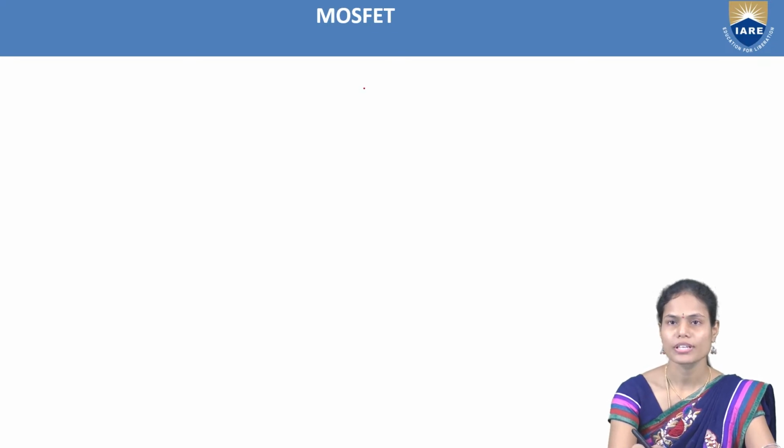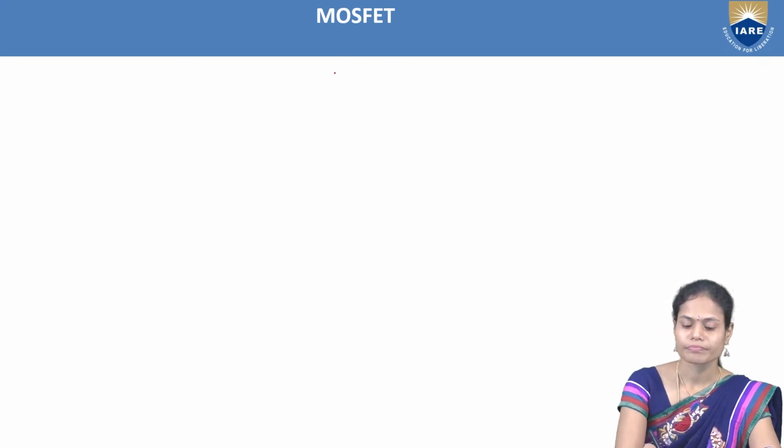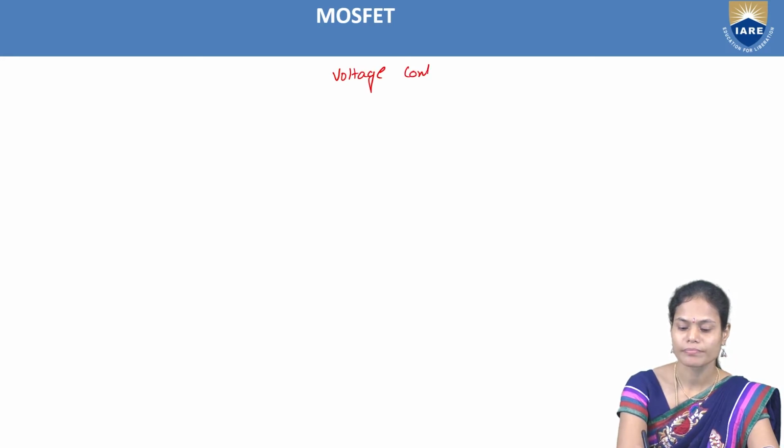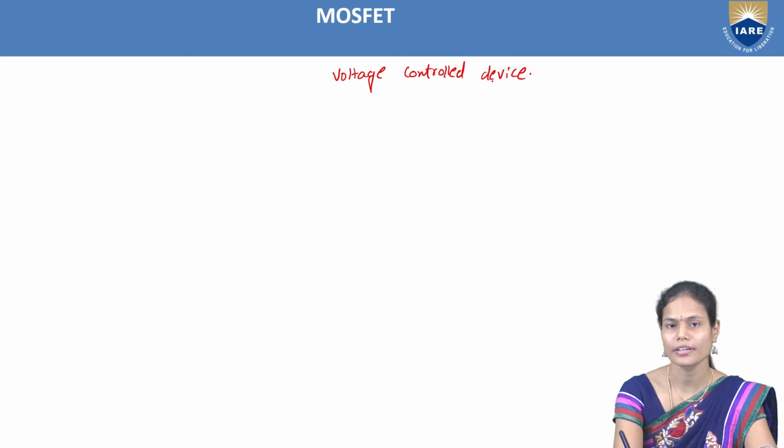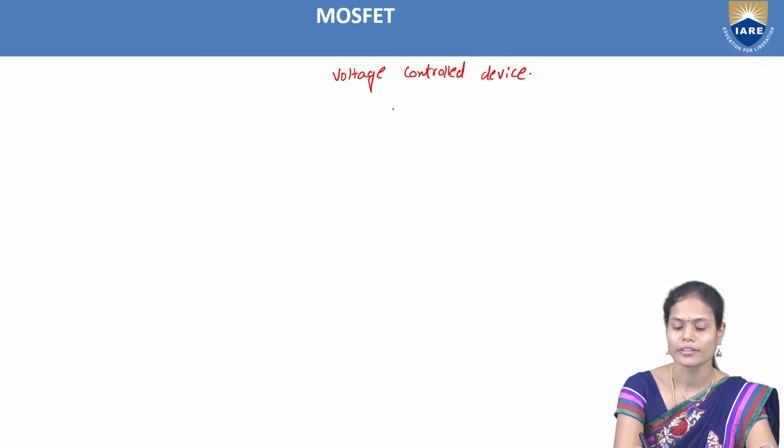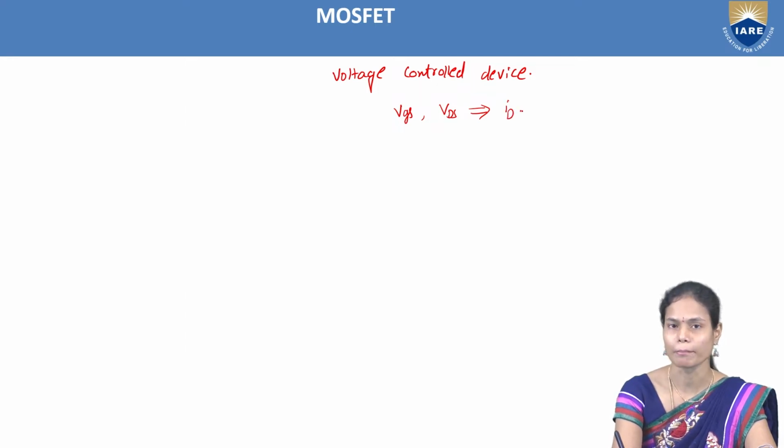Coming to the MOSFET, it is a voltage controlled device. Why? Because the current conduction in the case of MOSFET is due to the applied gate to source voltage as well as drain to source voltage. If we vary these two voltages, we will get the output or drain current in the case of MOSFET.